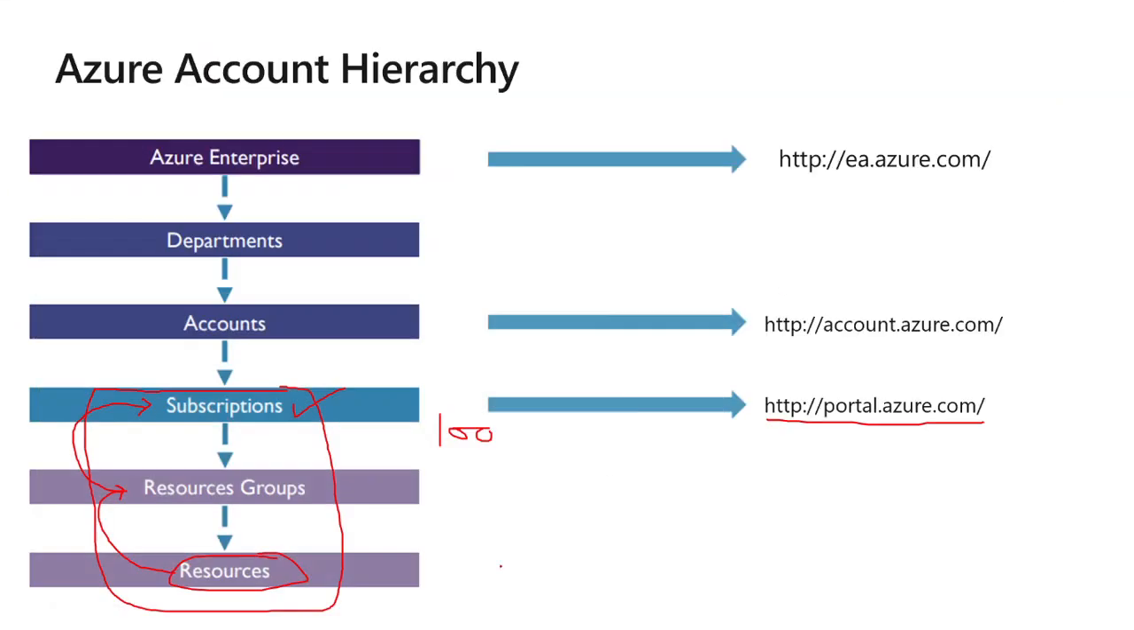But let's assume your organization has 100 subscriptions. Who is going to manage those 100 subscriptions? Who will be the owner of those subscriptions? Who is going to pay the bill for these subscriptions, right? So that will be a challenge. To overcome that challenge, Microsoft has introduced the EA portal. EA is the Enterprise Agreement Portal, right?